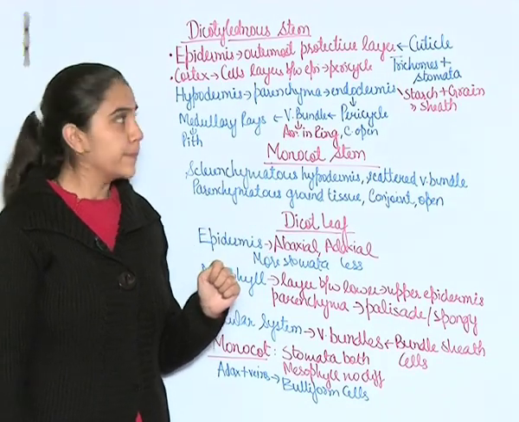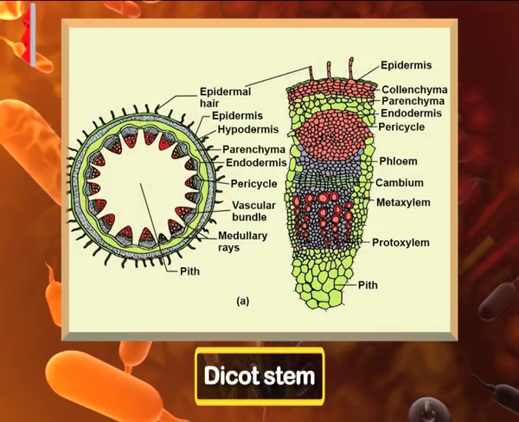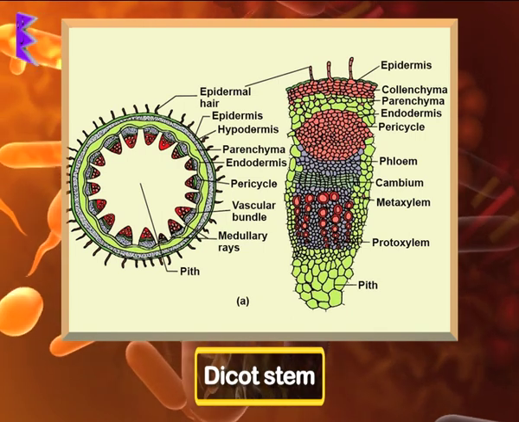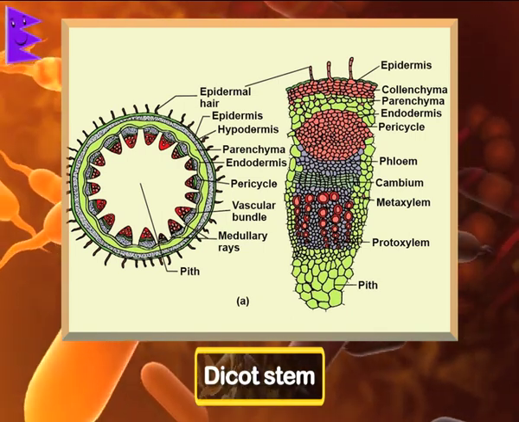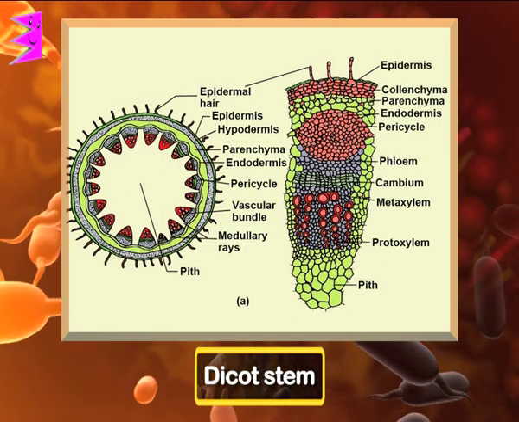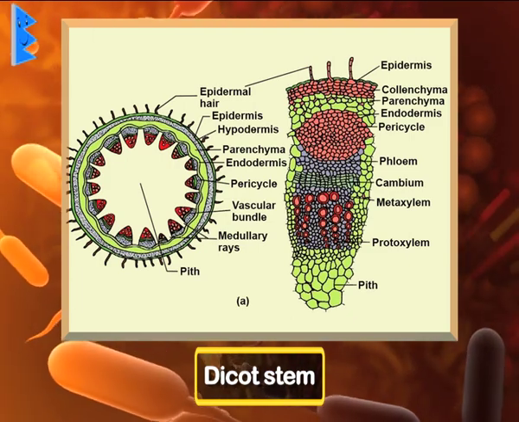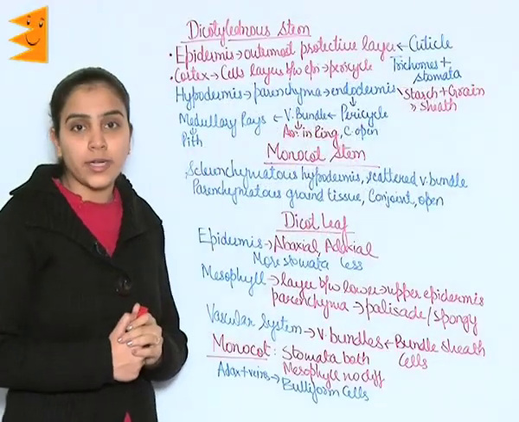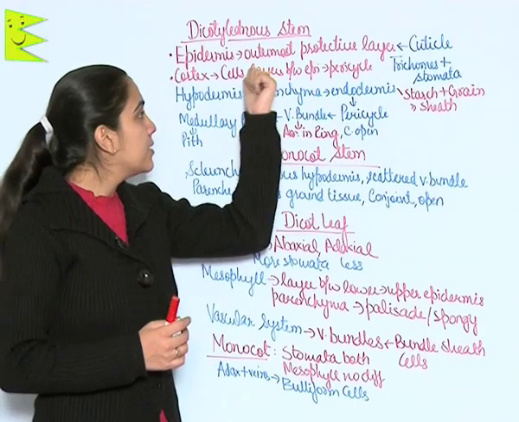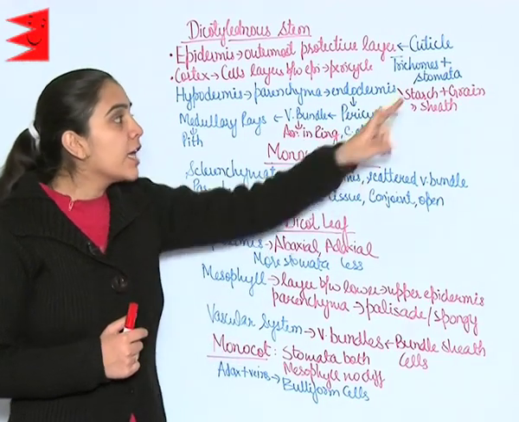Dicotyledonous stem. You can see in the diagram, epidermis is the outermost layer, the outermost protective covering of the dicot stem. Cuticle is present over the epidermis. Cuticle is also a protective layer. Then is the cortex. Cortex is composed of cell layers between the epidermis and pericycle.